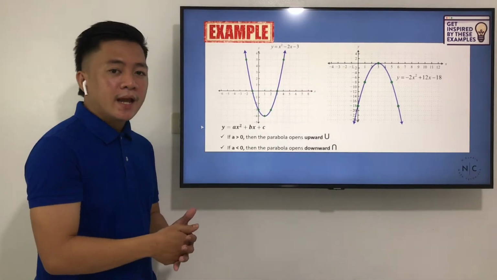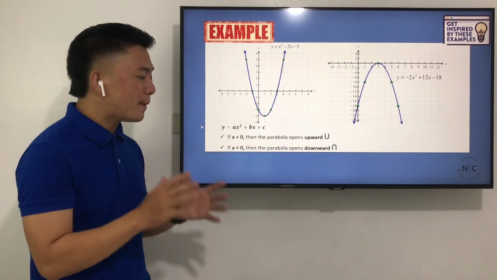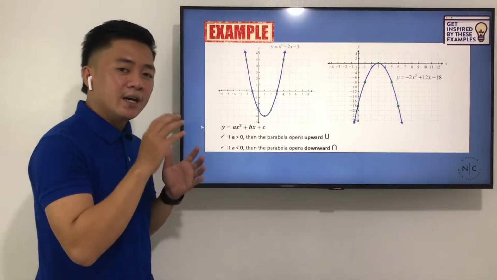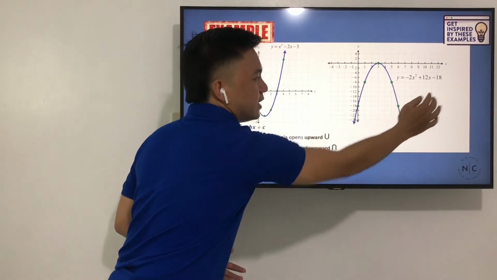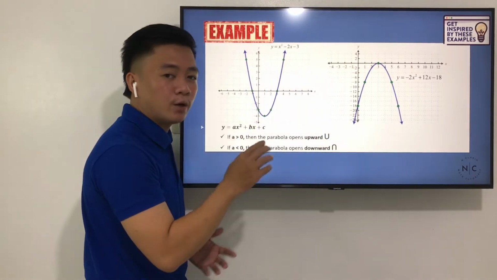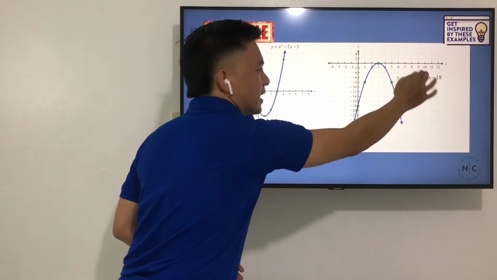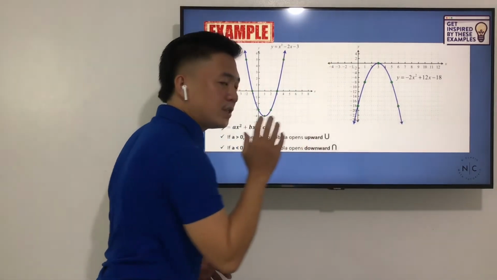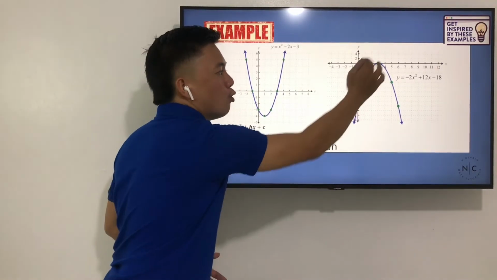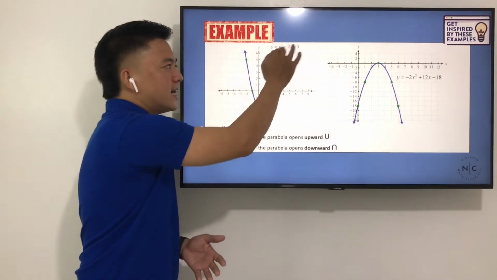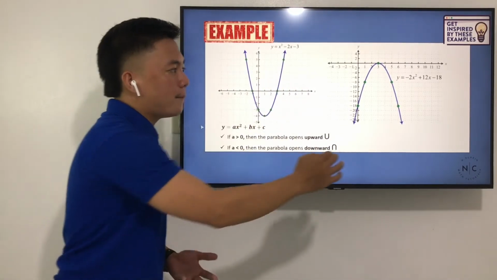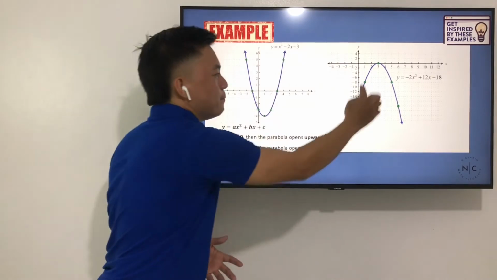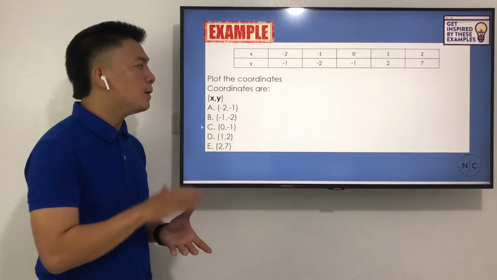Kapag naman, if a is less than 0, then the parabola opens downward. Kapag a is less than 0 or negative numbers, yung ating parabola opens downward. So, yung equation natin dito is y is equal to negative 2x squared plus 12x minus 18. So, yung ating quadratic term is negative. So, kapag negative yung quadratic term, yung variable natin dito, which is yung a is negative 2, so it opens downward. So, simple lang. Kapag yung quadratic term natin is positive, upward. Kapag yung ating quadratic term is negative, downward. Inuulit ko, ito yung ating parabola. Curve shape.